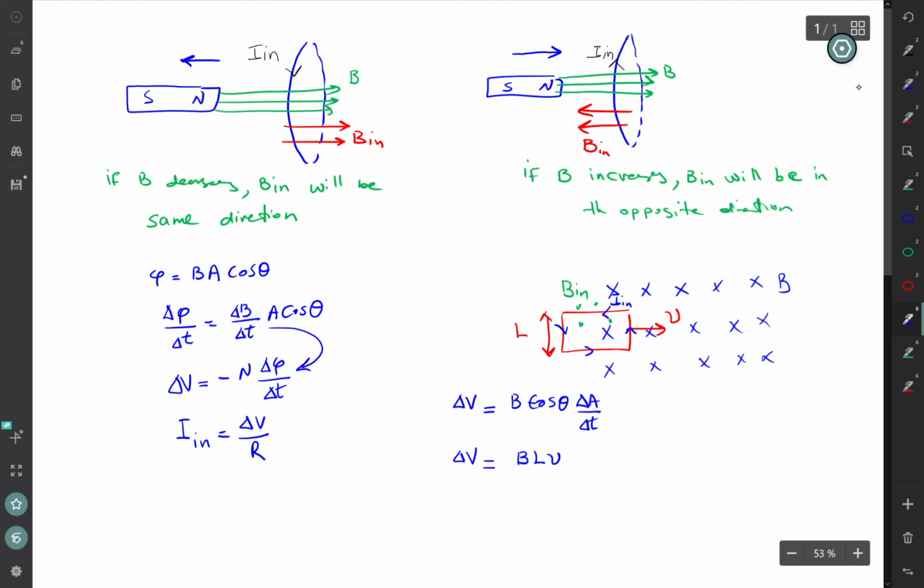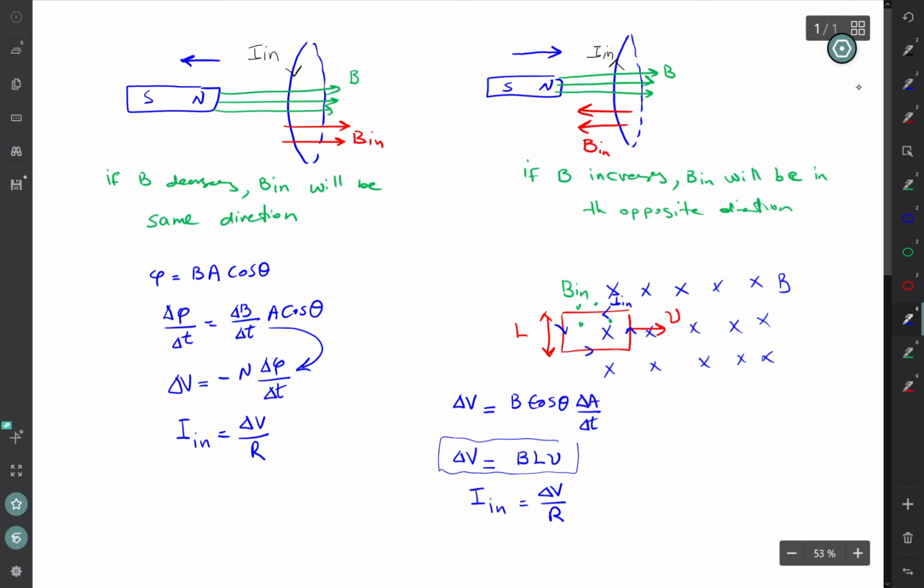B is the magnetic field, L is the width of the loop that is entering the field, and V is the velocity of the loop. You could put a minus sign here, or if you want to calculate the magnitude of the induced voltage, you don't have to put the minus sign in the equation. If you have delta V, again, induced current is equal to delta V over R. So if you have a rectangular loop entering or exiting the magnetic field, this is the equation that you're going to use to find the induced voltage.